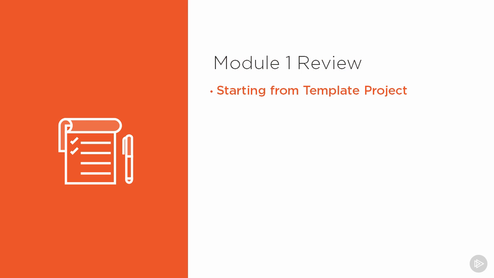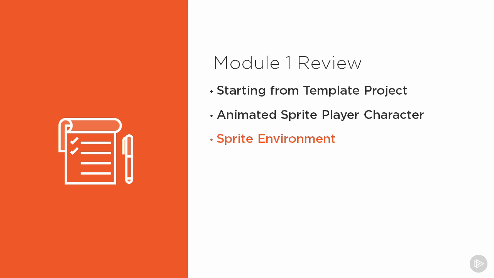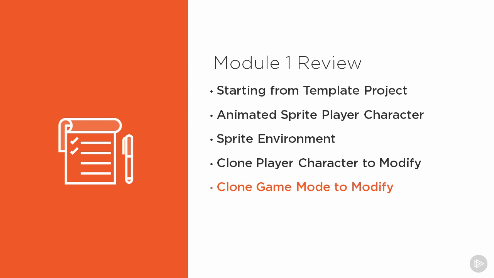In Module 1, we showed how we can start our side-scroller game project from a template project. When we examined the template project's game, we observed an animated sprite player character, and we also observed a sprite-based environment. We learned how to clone the player character from the template to modify, and also to clone the game mode to modify as well. And lastly, we looked at the project settings, where we set the game mode and default map. Next, in Module 2, we'll be looking at the Paper 2D system of creating sprites.